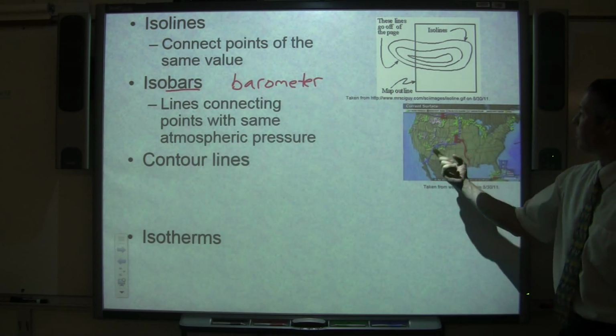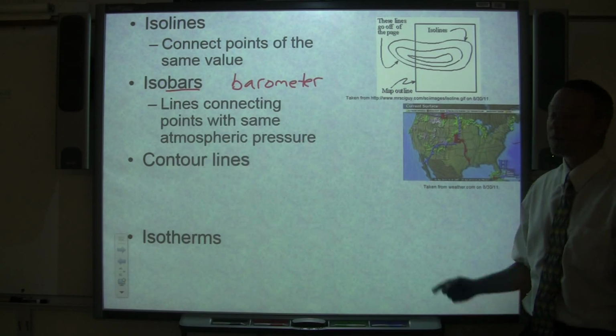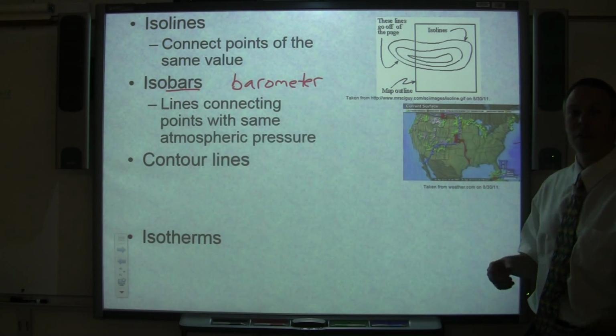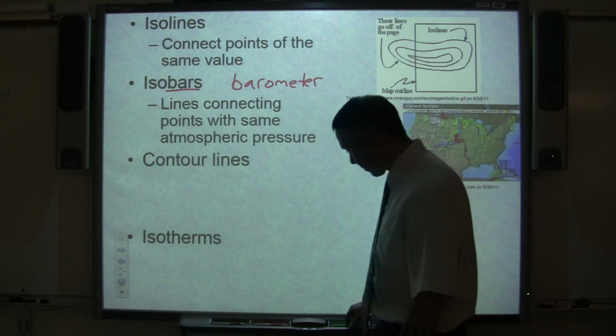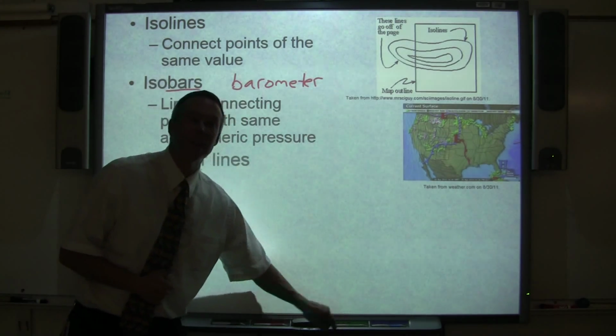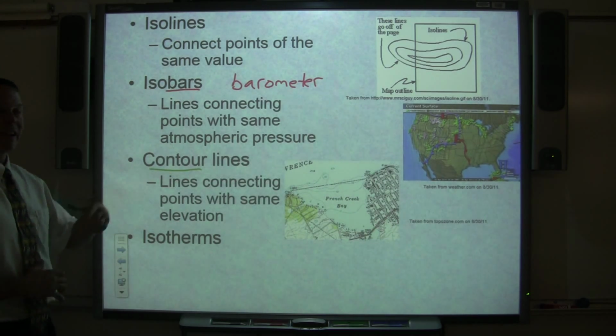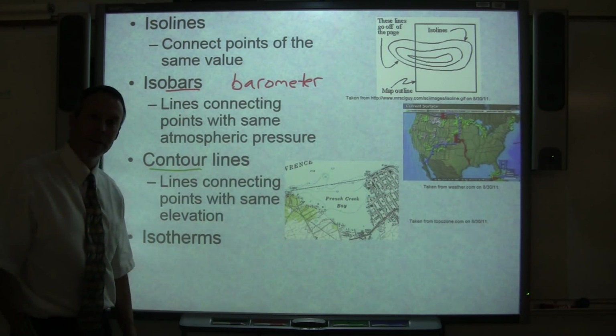Here's that map that we were just looking at from the Weather Channel, where you see all of these lines connecting pressures. Therefore, all of these isolines are called isobars. The next one is a contour line. Contours measure elevation. You would not necessarily see this in weather. What you would see is lines that go around and connect all of the points of the same elevation.